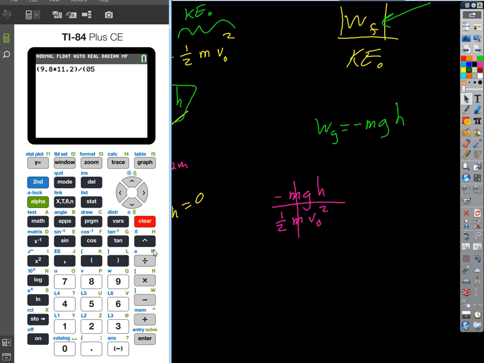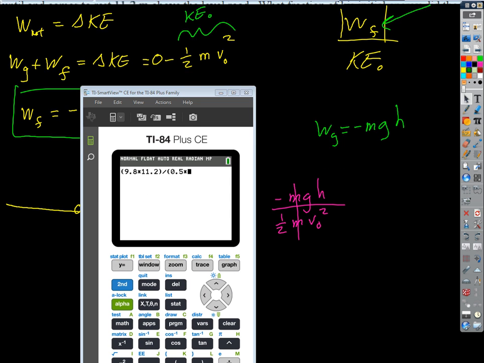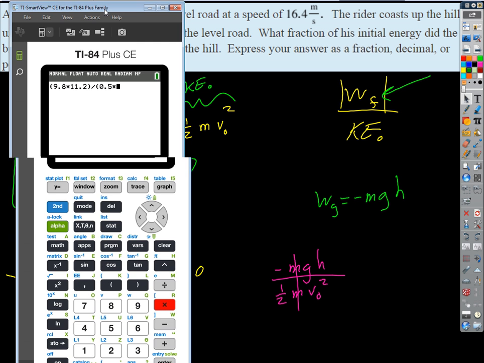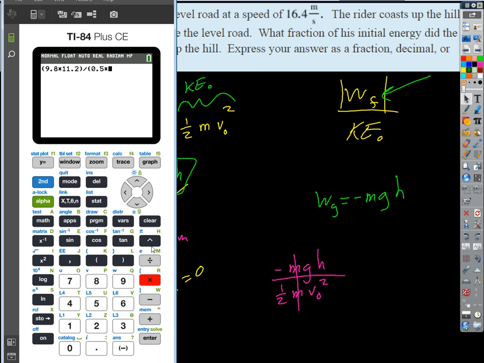Whoops. Oh my gosh, are you kidding me? Perfect. Did I just do that? 9.8 times 11.2 divided by the quantity 0.5 times, what was the initial velocity? I forgot. 16.4. 16.4 squared. Okay, and that gives us the answer.